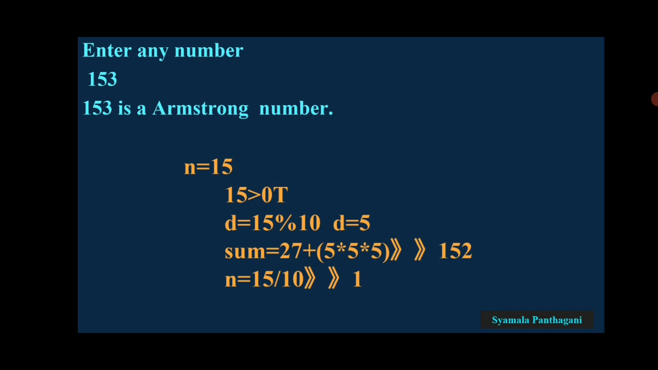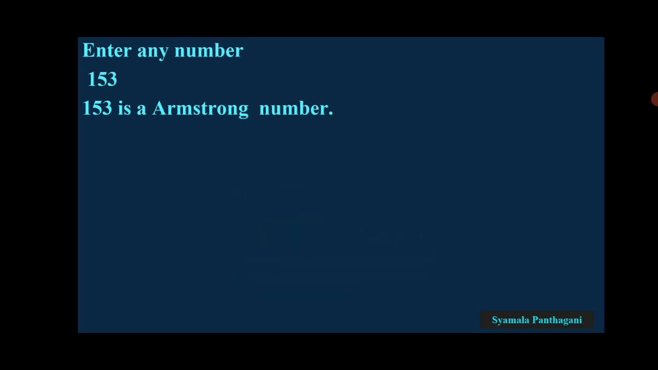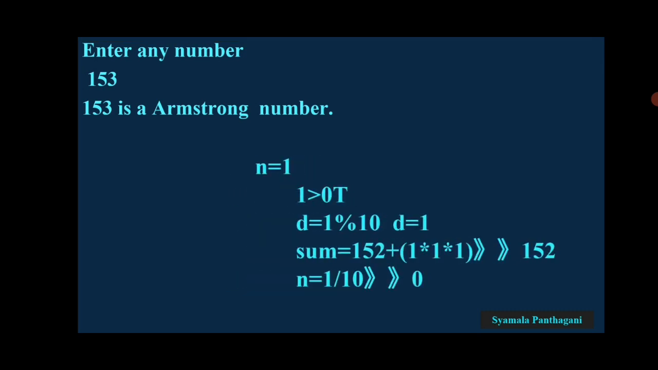Now come to the next statement. N is equal to 15 by 10. Here you have to take the quotient, that is equal to 1. The final value of sum is 152 and the final value of n is 1 in the second iteration. Now come to the third iteration. N is equal to 1.